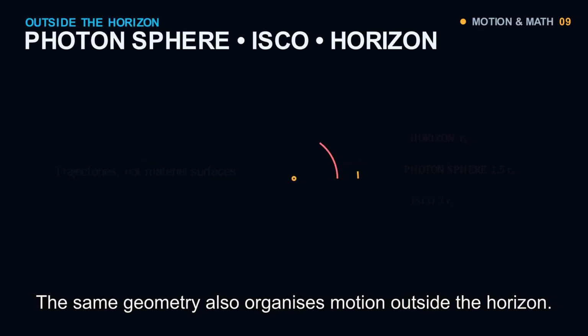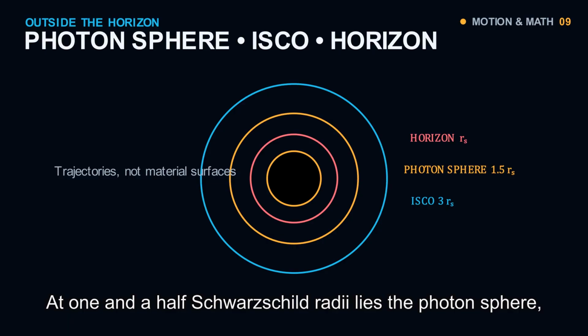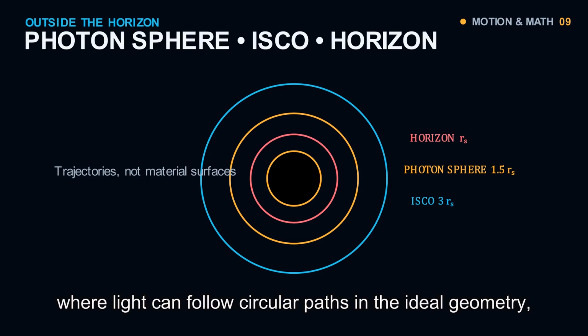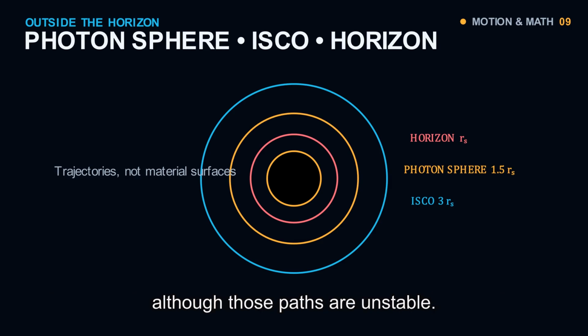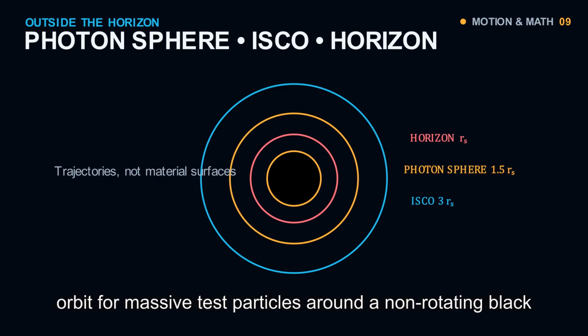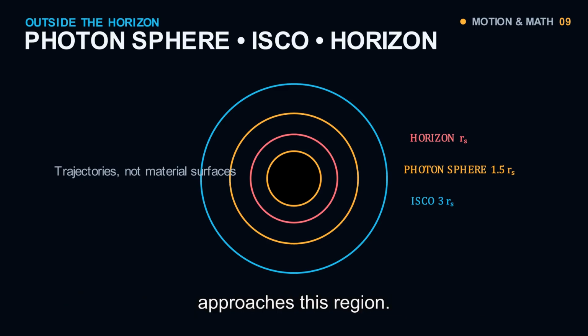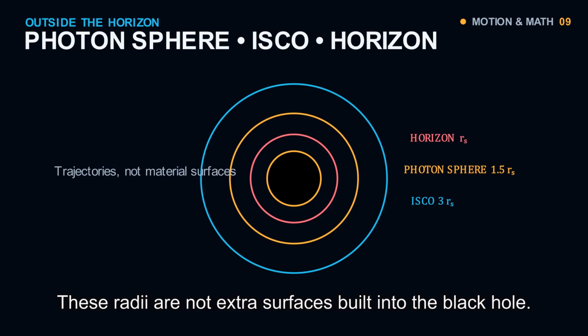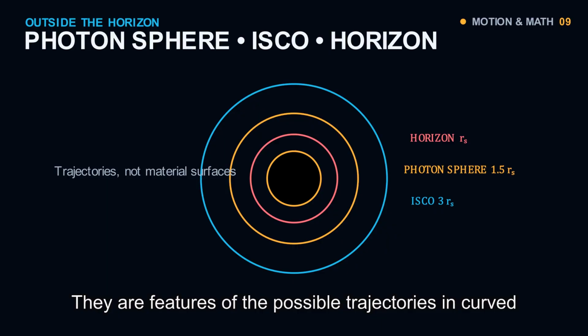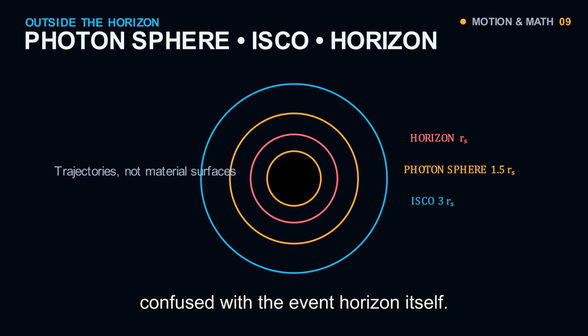The same geometry also organizes motion outside the horizon. At 1.5 Schwarzschild radii lies the photon sphere, where light can follow circular paths in the ideal geometry, although those paths are unstable. At 3 Schwarzschild radii lies the innermost stable circular orbit for massive test particles around a non-rotating black hole. Matter in a thin accretion disk can radiate intensely as it approaches this region. These radii are not extra surfaces built into the black hole. They are features of the possible trajectories in curved spacetime. The glowing rings seen in visualizations therefore should not be confused with the event horizon itself.